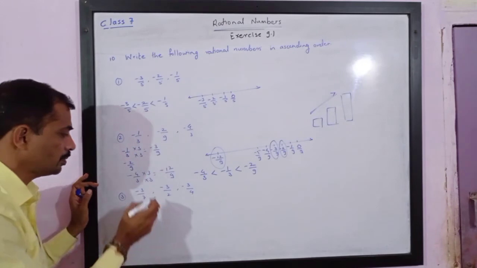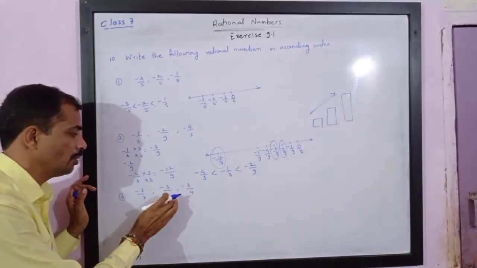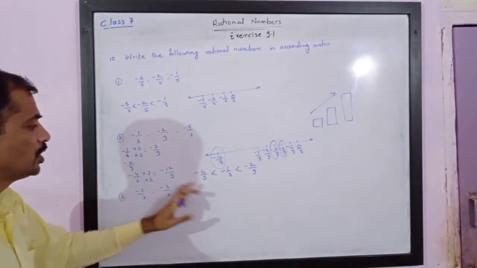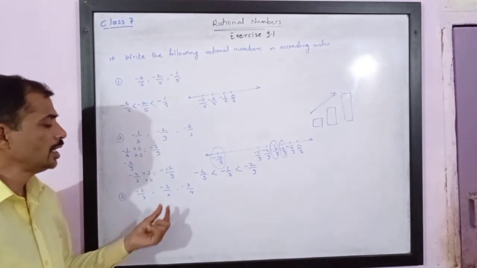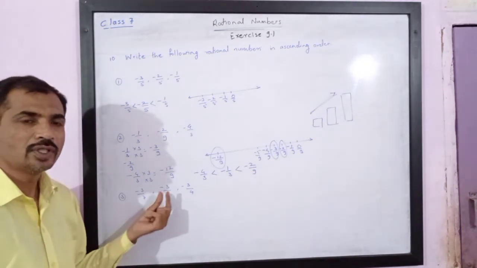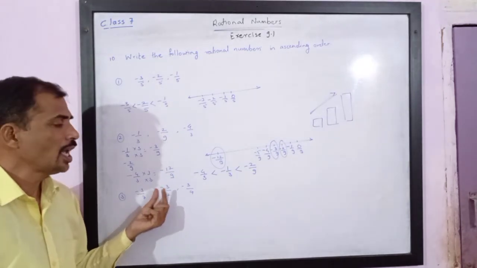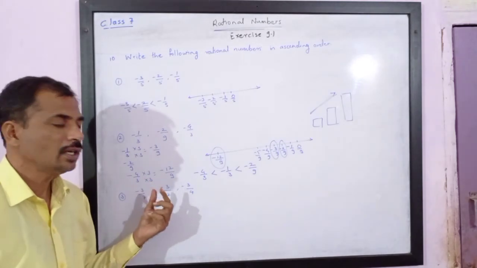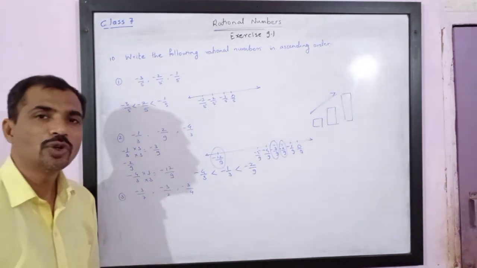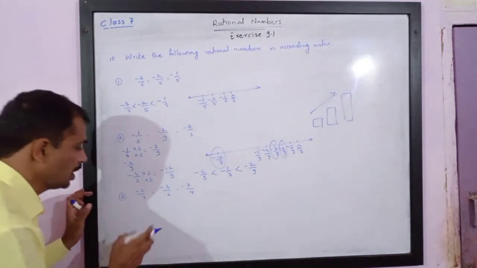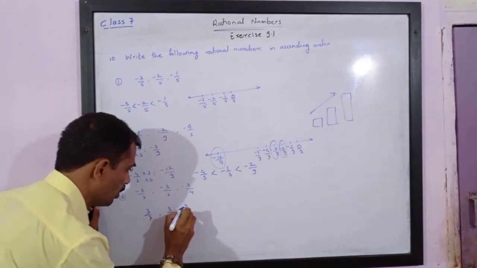Third question is about these fractions. Negative 3 upon 7, negative 3 upon 2, negative 3 upon 4. Please note, we have already studied in the fraction chapter. If numerators are the same, then the fraction with smaller denominator is bigger and the fraction with bigger denominator is smaller. So first we compare them ignoring the signs. So please note, we can compare 3 upon 7, 3 upon 2 and 3 upon 4.